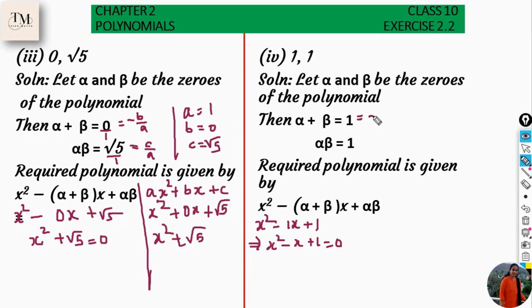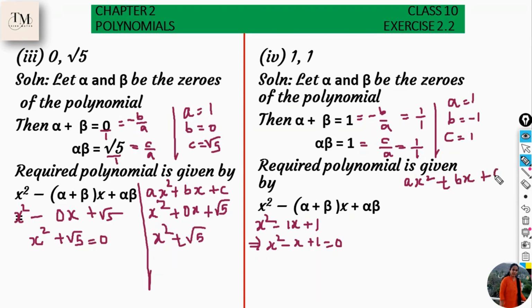So in the same way, another method: minus b by a is equal to the coefficient of x divided by the coefficient of x square, and c by a is the constant term divided by the coefficient of x square. So this is nothing but 1 divided by 1, and this is also 1 divided by 1. So we get a is equal to 1. Minus b is equal to 1, so b is equal to minus 1. And c is equal to 1. So the polynomial is ax square plus bx plus c. So a is 1, so 1 into x square is x square. b is minus 1, so minus 1 into x is minus x, plus c is equal to 1. So in both the methods we got the same answer. Okay. So let me go to the next problem.